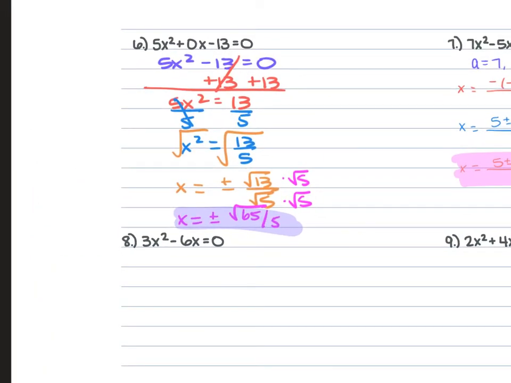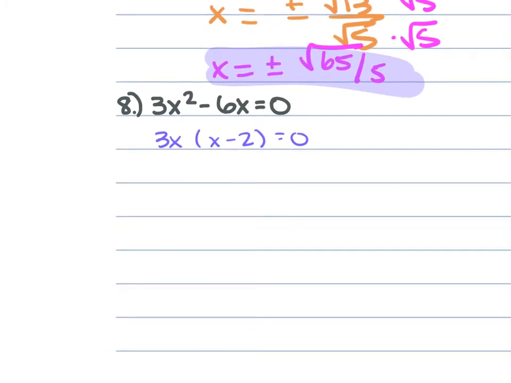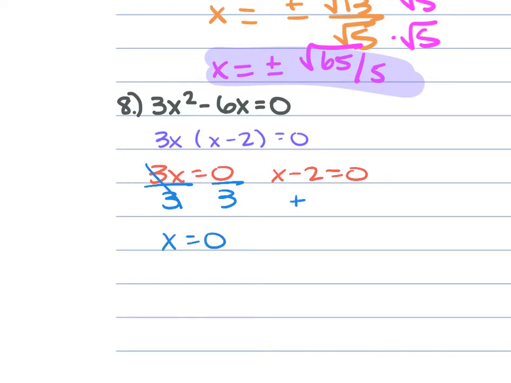For 8, we're given 3x squared minus 6x is equal to 0. So what I'm going to do is I'm going to factor this one. So I'm going to factor out the 3x to give me 3x, and x minus 2 is equal to 0. From here, I'm going to take both of these parts and set them equal to 0 and solve for x for each. For the 3x is equal to 0, I'm going to divide each side by 3, and x is 0. For the x minus 2 is equal to 0, I'm going to add the 2 to both sides and get x is equal to positive 2. So 0 and positive 2 are our solutions here.